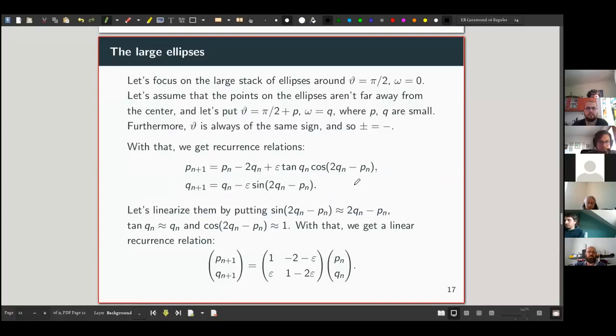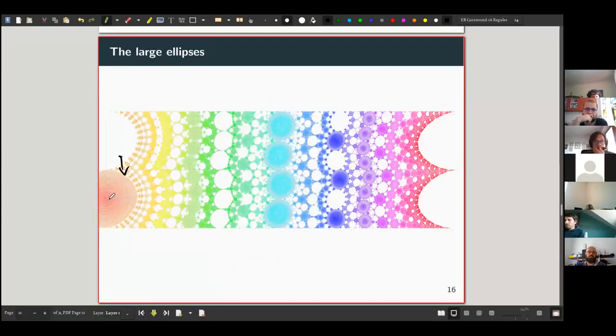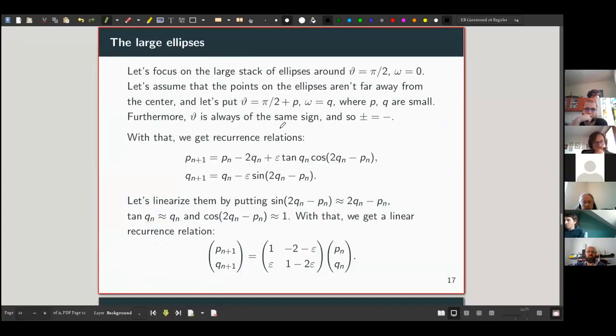Essentially, the method is always the same. We somehow guess where the center of the stack is. And here it's not hard. It's just in theta equals pi over 2 and omega equals 0. So the only thing we need to do is use new variables that go around this center. And now we also suppose that the difference between the center and the actual point is only small.